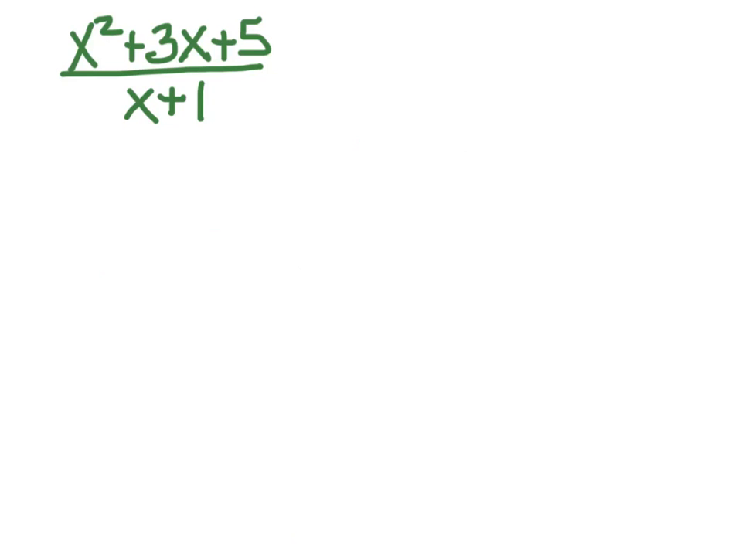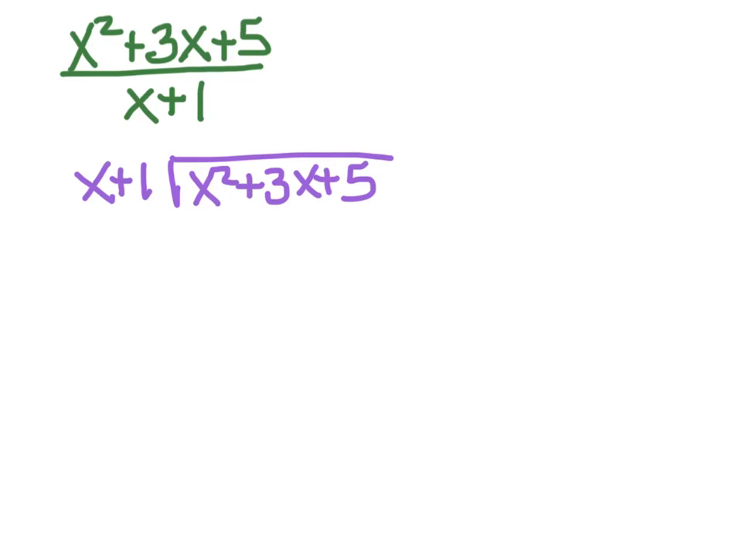So now let's try it with a polynomial. We've got x squared plus 3x plus 5 divided by x plus 1. So we're going to put the denominator on the outside. X plus 1 can go here with our house. And x squared plus 3x plus 5 can go here. And now, instead of looking at the whole x plus 1, we're just going to look at the first term, the x, and we're going to look at the first term here, x squared. X goes into x squared how many times? And x goes into x squared x times.